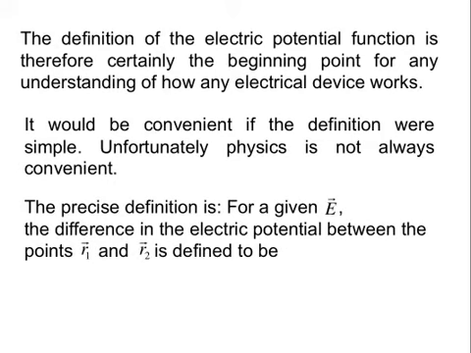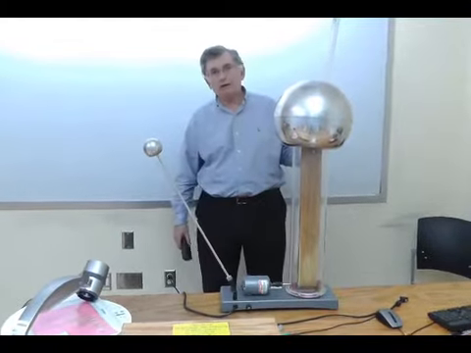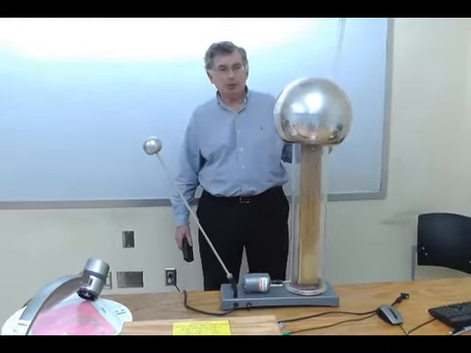The precise definition is, for a given electric field, the difference in the electric potential between the points R1 and R2 is defined to be V at R2 minus V at R1 is the negative of the line integral of E dot dr.